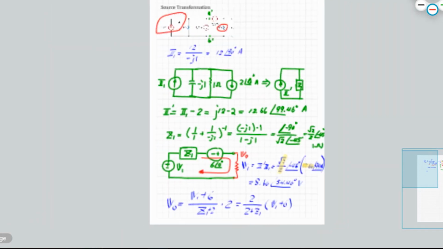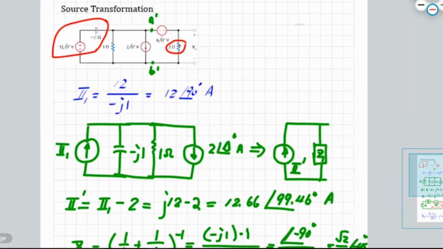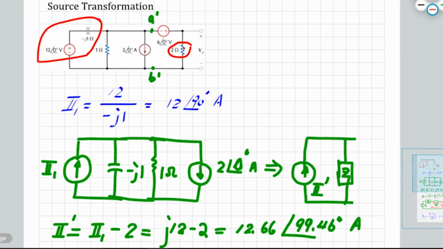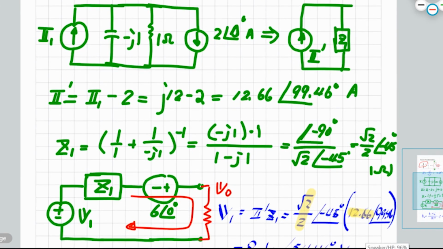Again, let's go back and review, in summary, this source transformation. You can see the idea is really simple. If we had a resistive circuit, in a couple of minutes we could finish everything up. But this problem takes us a while because each step of operation involves phasor operations. So this is the only thing that we really need to be careful about.